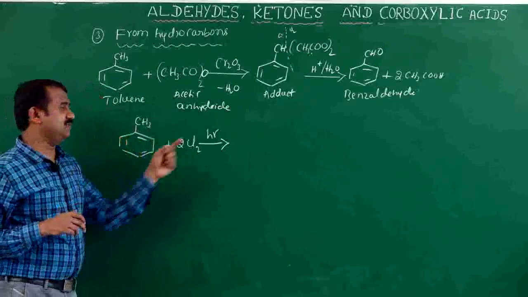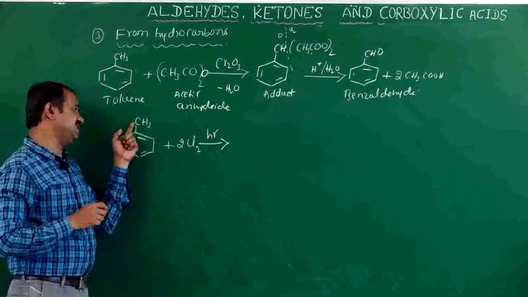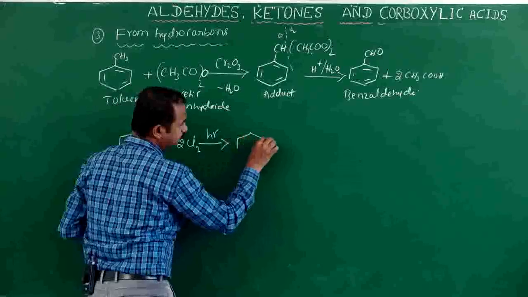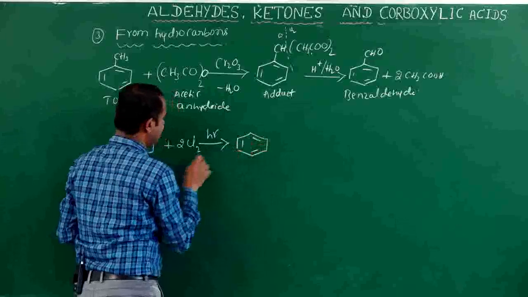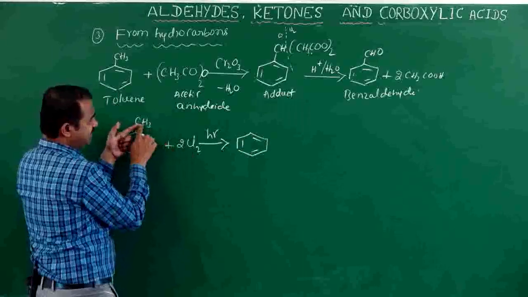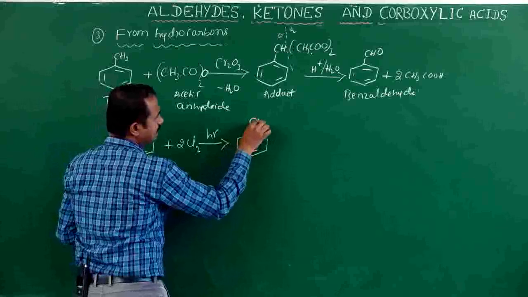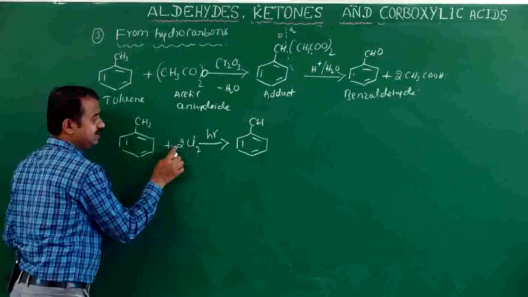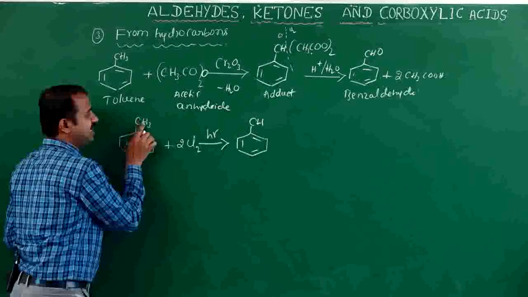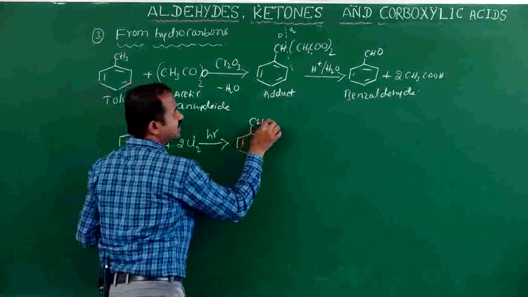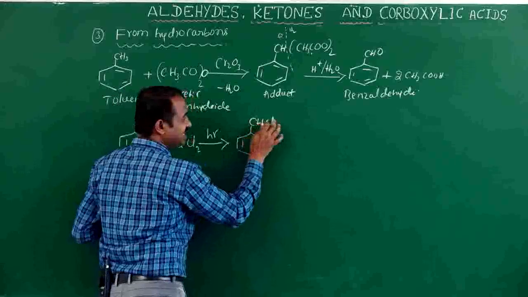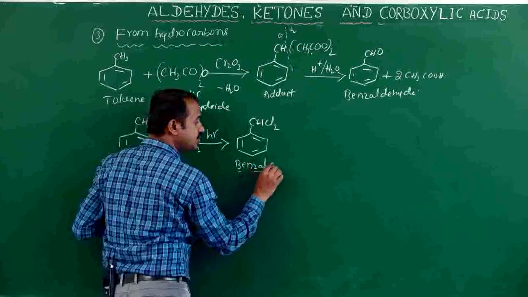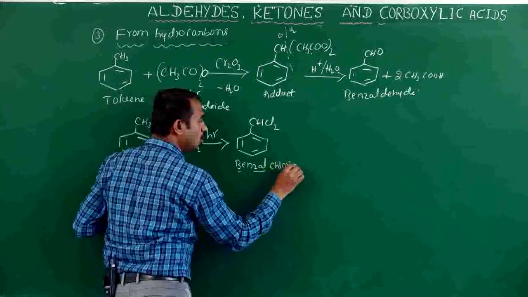In the presence of UV light and sunlight, it is a free radical substitution reaction. Two molecules of HCl are released. Out of 4 Cl, 2 HCl are released, remaining 1 H and 2 Cl: CHCl2, that is called benzal chloride.